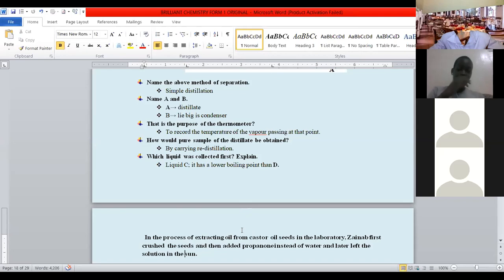So the water is not used because it does not dissolve oil, whereas propanol can. Okay, so we use propanol because it can dissolve the oil, but not water because water cannot dissolve the oil.